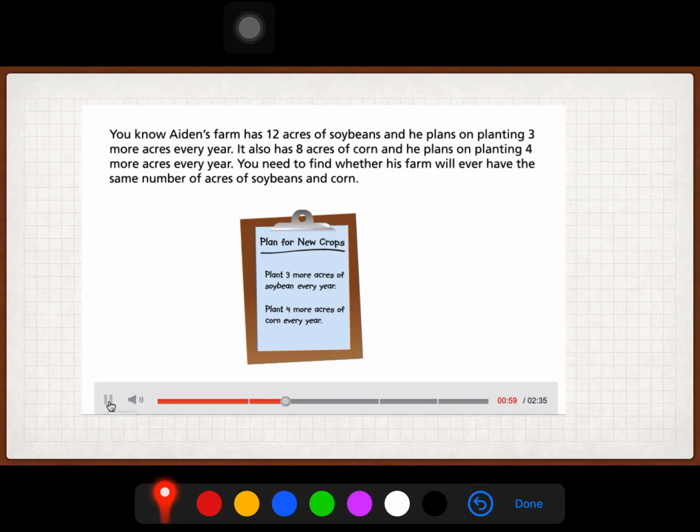What is a rule for the number of acres of soybeans? Select your answer. Well, yep, we're going to start at 12 and then add 3. For soybeans, use the rule start at 12 and add 3. For corn, use the rule start at 8 and add 4. Plot the ordered pairs and draw lines.